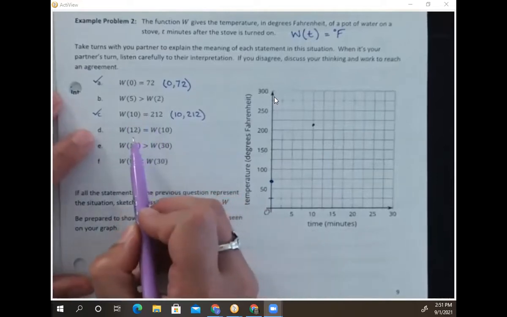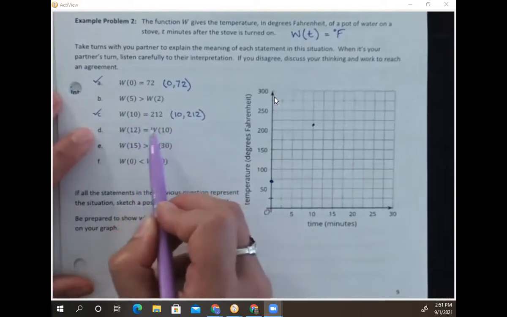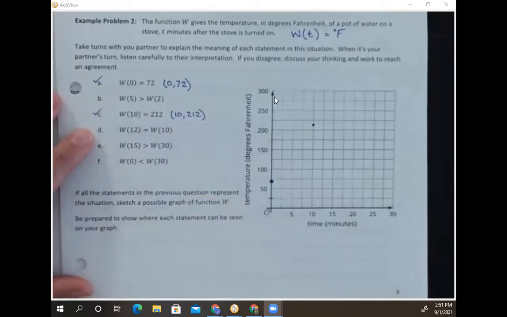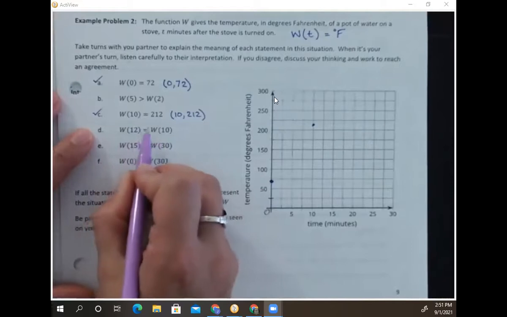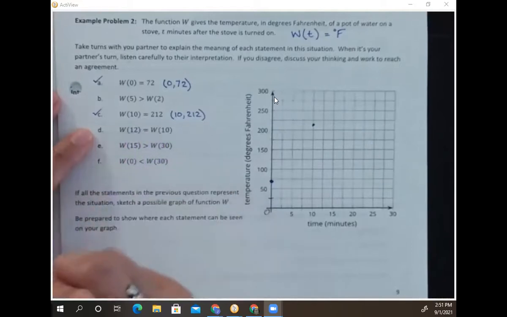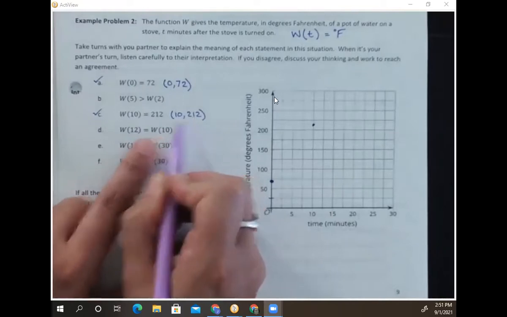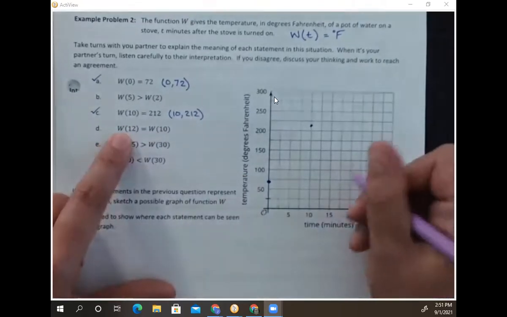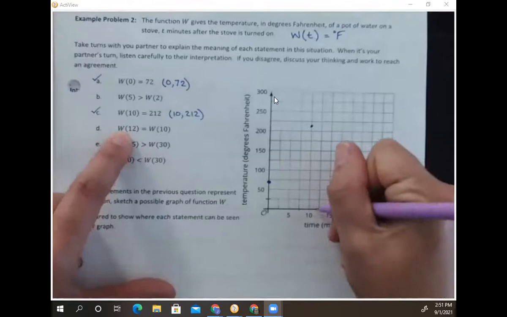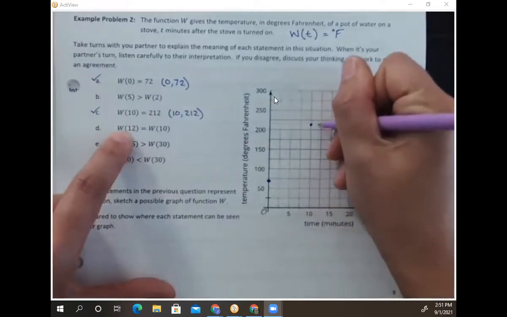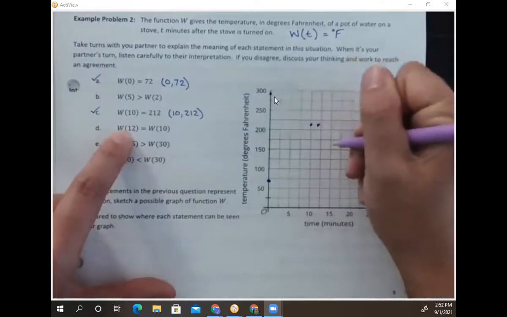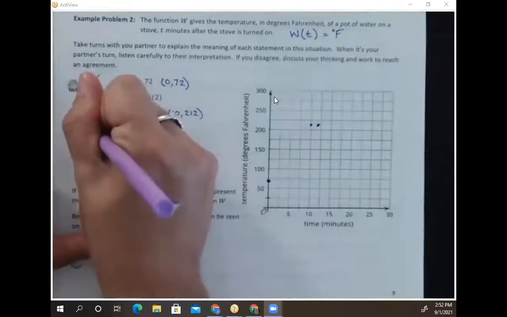For D, W of 12 equals W of 10. What does that mean? Yeah, we've maintained the same temperature. The temperature is equal at 12 minutes and at 10 minutes. Since I knew my water was boiling at 10 minutes, that means it's also boiling at 12 minutes. So that's another point that I can plot. I think 12 minutes is right about here, and we'll say right about there is our boiling. Okay.